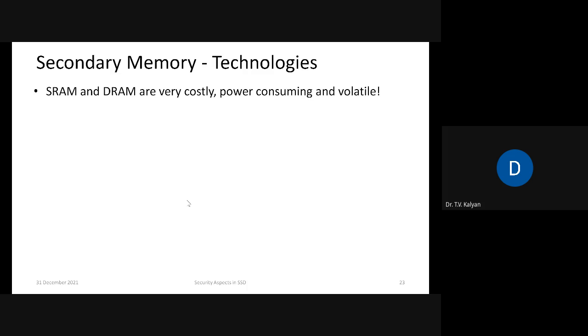based implementations because they are very costly, and they would burn a lot more power, and also they are volatile in nature, meaning that if you turn off, they are going to lose the data, and we do not want to lose the complete data when we want to shut down our system, right? And accordingly, we have various non-volatile memories.